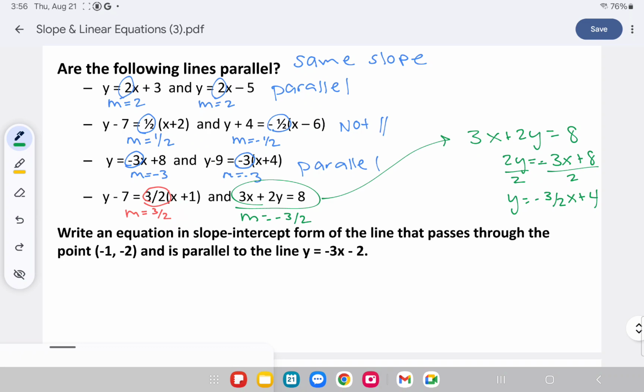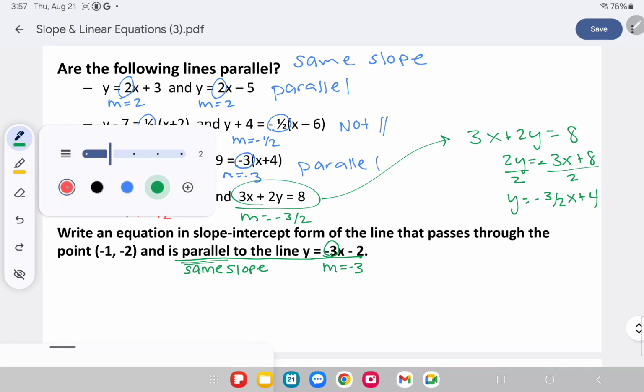So if we want to write an equation in slope-intercept form of the line that passes through the point (-1, -2) and is parallel to the line y equals negative 3x minus 2, because it tells us that it's parallel, we know our line is going to have the same slope as this line. The slope of this line is negative 3, because it's written in slope-intercept form, so we can clearly see that. So since that slope is negative 3, our slope will be negative 3.